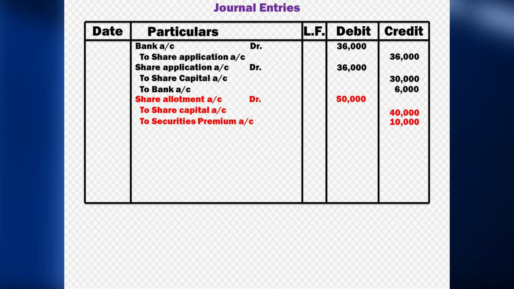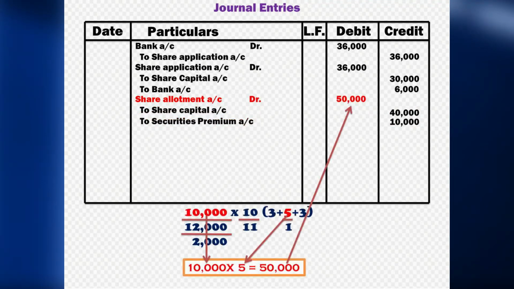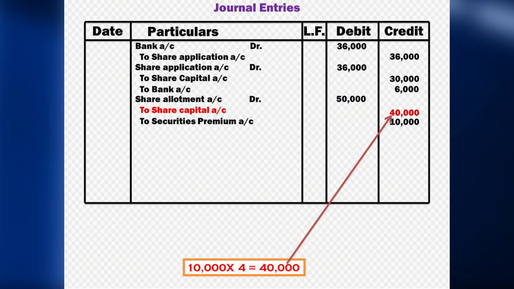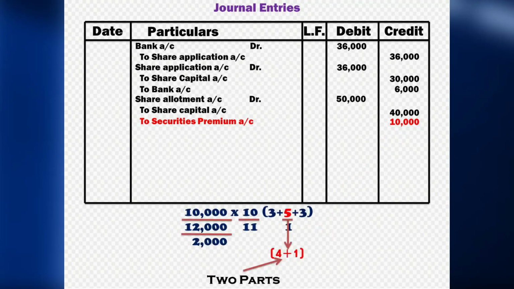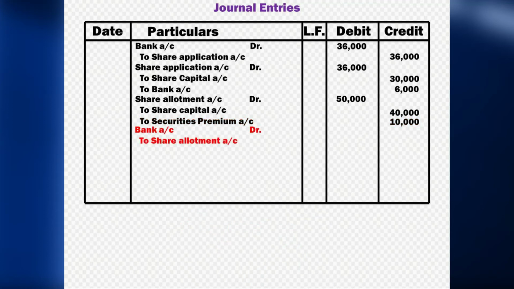Share allotment account is debited by 50,000, means 10,000 into 5. To share capital 10,000 into 4, and to share premium, means securities premium account, 10,000 into 1, 10,000 rupees, because 5 rupees is split into two parts, 4 rupees for capital and 1 rupee for premium. Now we have to draw the journal entry for bank account debit to share allotment. This is the receipt entry.